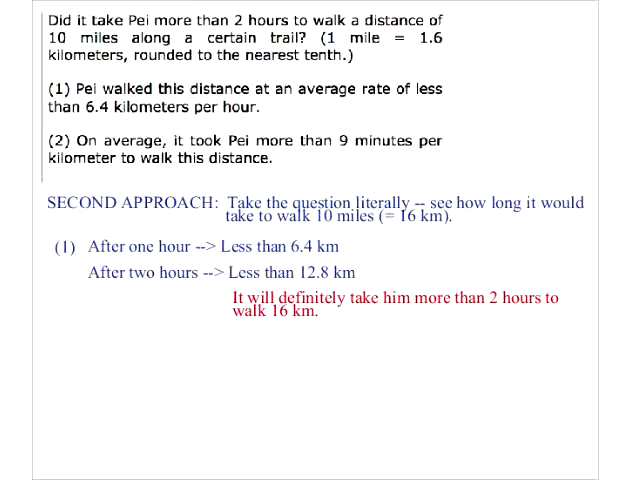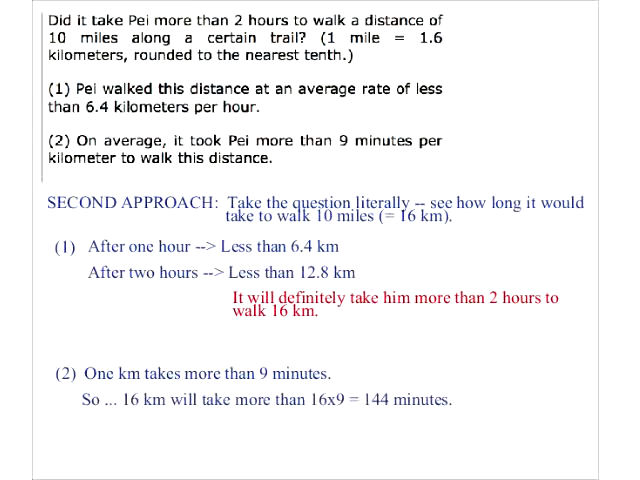Statement 2, 9 minutes per kilometer. So 1 kilometer takes more than 9 minutes. So 16 kilometers will take more than 16 times 9 equals 144 minutes. So this is more than 2 hours. That's also a yes to the question. So again, we get D. That's not H, that's supposed to be D. Haha.